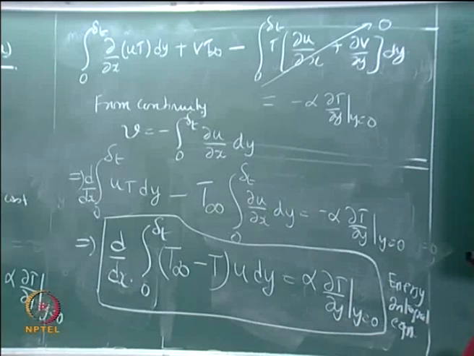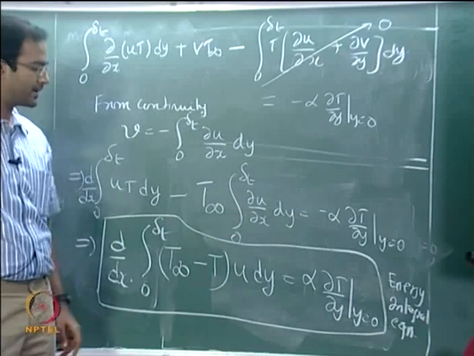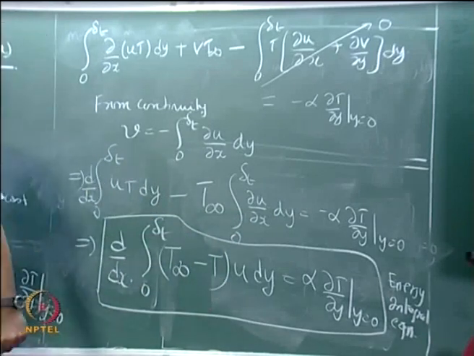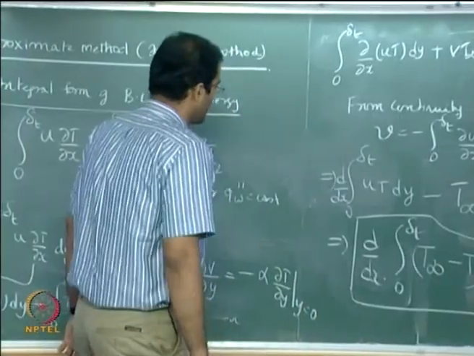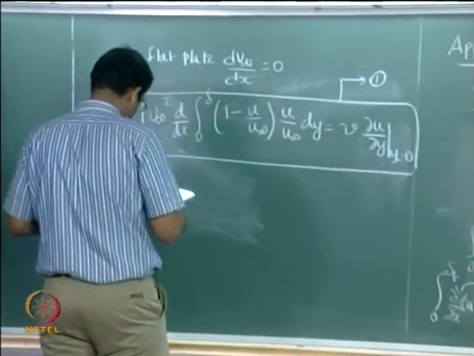So I can combine these two terms because T infinity is anyway constant. I can write this as d by dx of T infinity u. So u is common in both the cases. I can combine this. Okay, so now we have both of them.